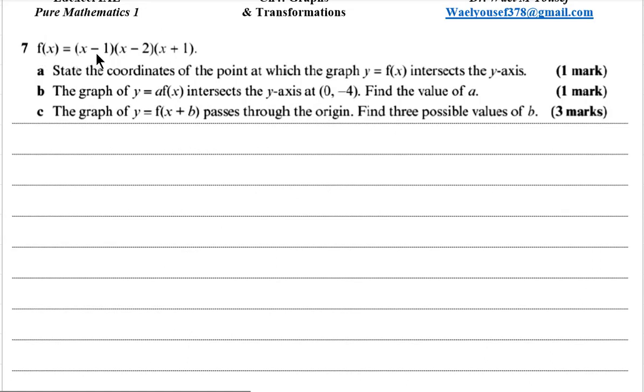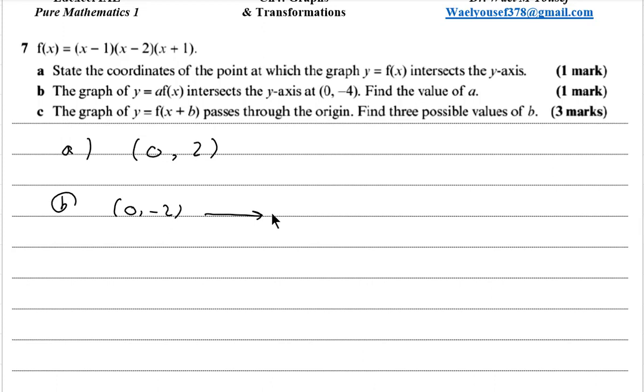Right? Question 7. f of x equals x minus 1 times x minus 2 times x plus 1. State the coordinates of the point where the graph y equals f of x intersects the y-axis. Very good. To get the y-intercept, put x equals 0. X equals 0 means the first bracket will be negative 1 times negative 2 will be 2 times 1, it will be 2. For the second one, here, the graph of y equals a f of x, a vertical stretch with a, intersects the y-axis at 0 and negative 4. We can describe the following problem.